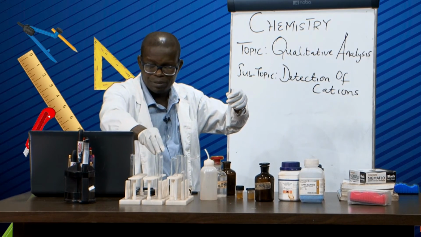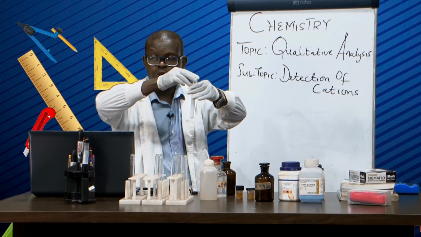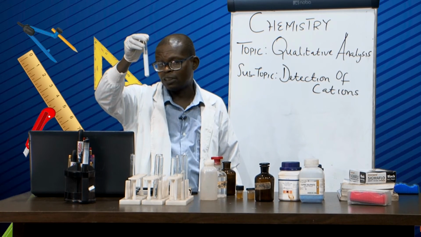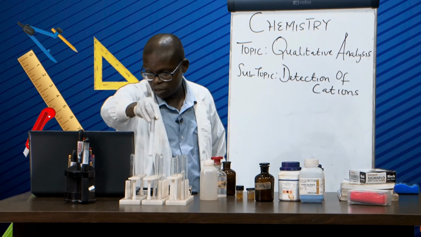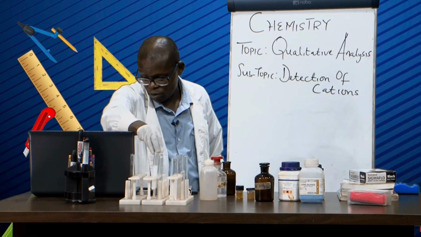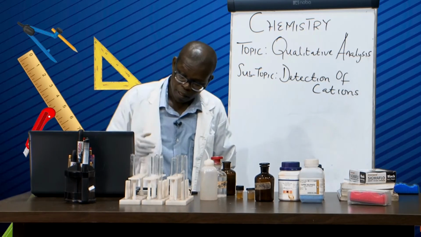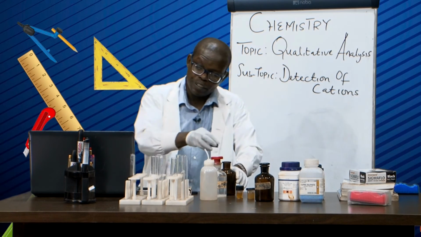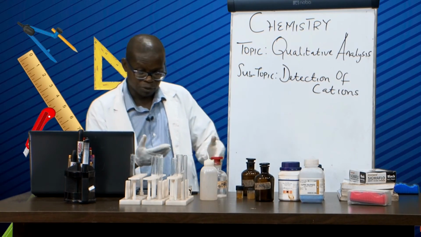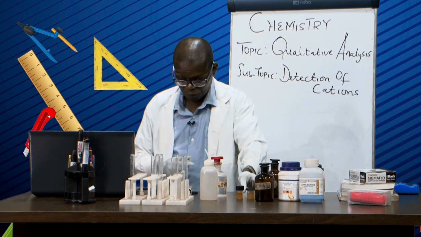Now, you see the difference between the two. The white precipitate in the case of ammonia, when it is added in excess, is what? Is insoluble. And the white precipitate is not gelatinous. So don't get confused. There is a chemistry of the reaction behind that. I'm going to tell you that as we continue.